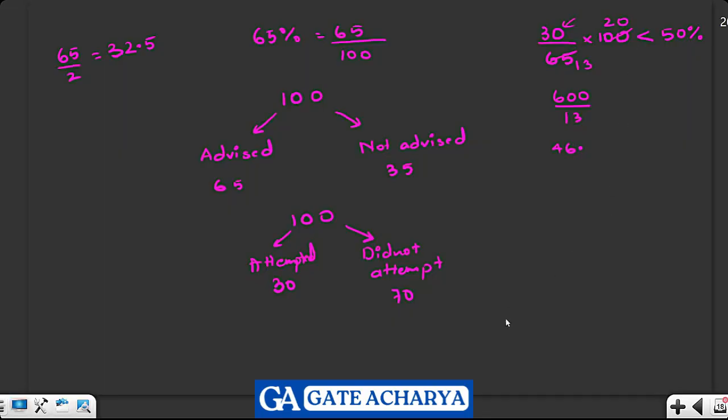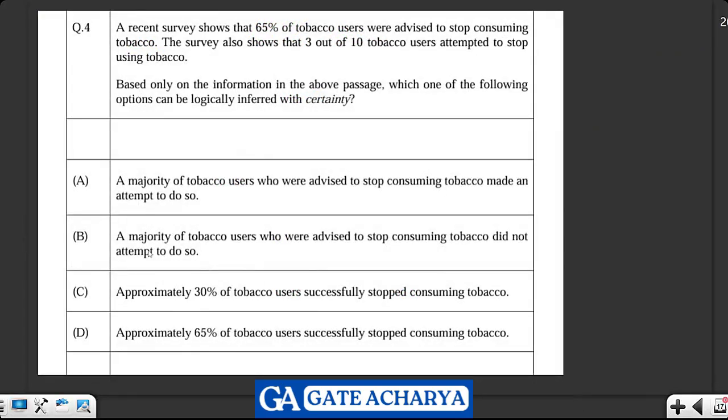So the only conclusion I can draw here is option B, I think. Majority of the tobacco users who were advised to stop consuming tobacco did not attempt to do so. Majority means it has to be above 50 percentage. Since it is less than 50 percentage, majority didn't attempt to do so, even after getting the advice. That's what I can conclude here. Option A is not the correct answer because the value should have been more than 50 percentage, but I'm getting less than 50 percentage.